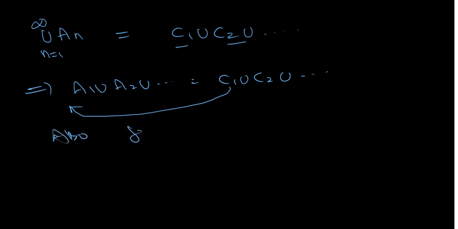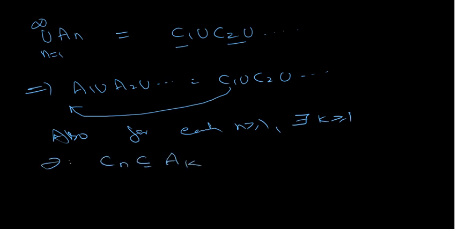So also for each n greater or equal to 1, there exists K greater or equal to 1 such that this Cn is a subset of AK. So this is the proof of the lemma. ये आपको समझ आ गया इसका प्रूफ?